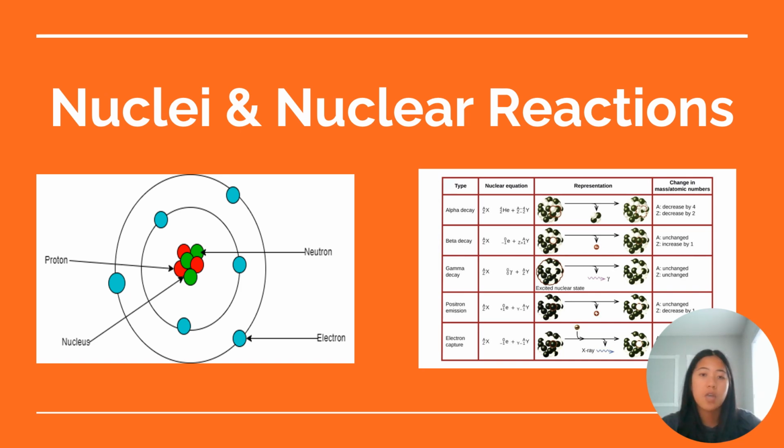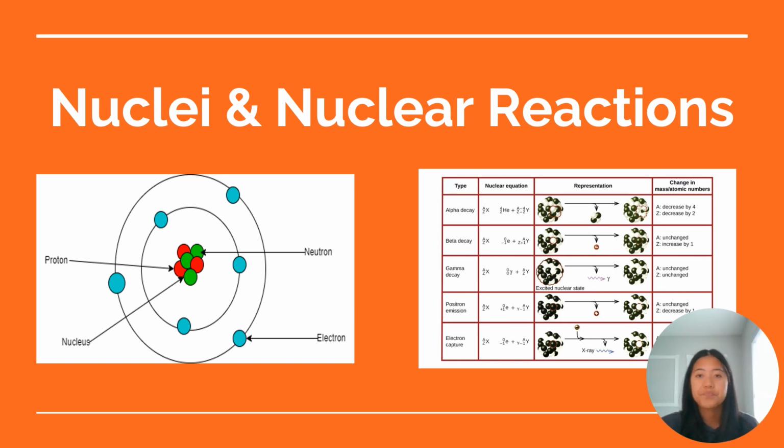So the most common subatomic particles that participate in these nuclear reactions are the proton, the neutron, alpha particle, beta particle, positron, and gamma rays. Again, if you reference the table on the right side, you can see these different types of reactions. So I'm just going to quickly talk through those reactions.